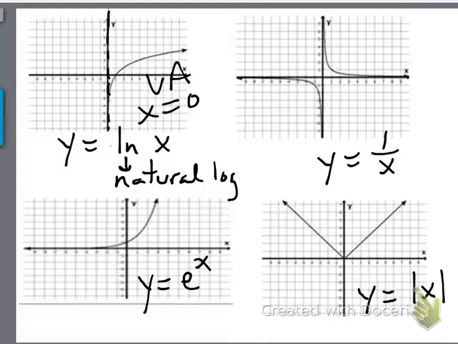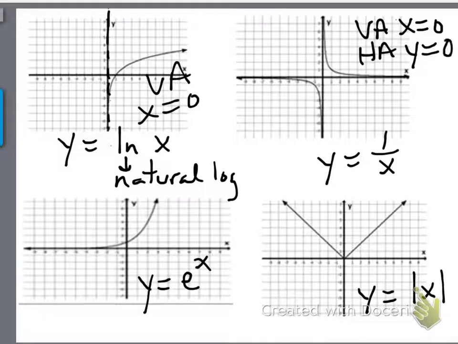Y equals 1 over x. Here you have a vertical asymptote of x equals 0 and a horizontal asymptote of y equals 0. Okay, because obviously 1 over 0 is not good. That's undefined. And then 1 over any number is never going to be 0. So both x and y approach 0 but never touch.